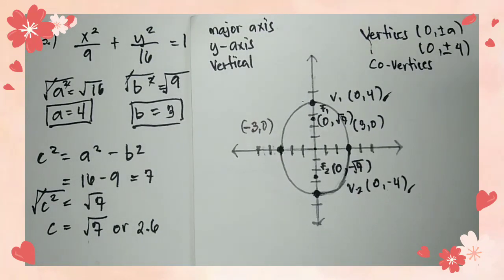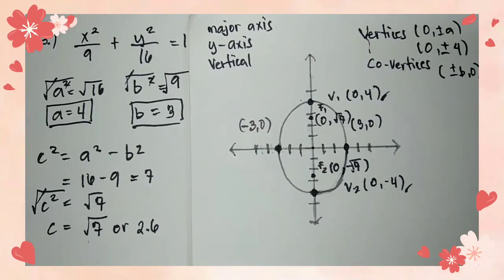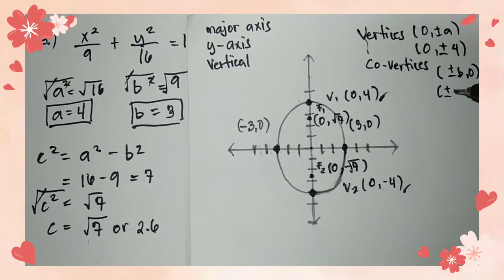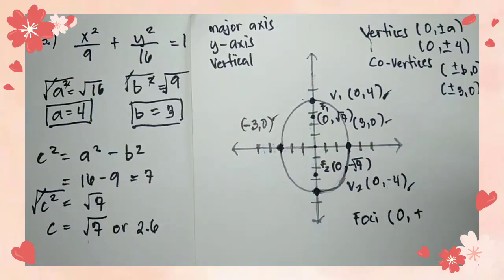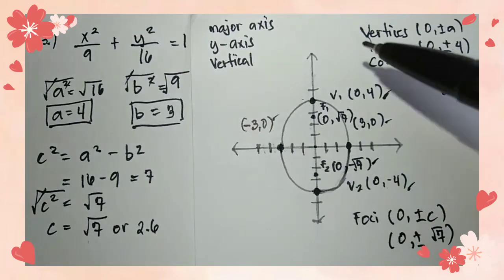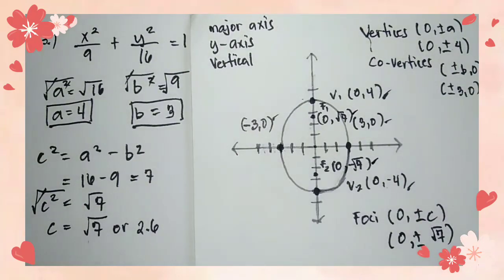And ang ating co-vertices is at positive and negative b and 0. So, we have positive and negative 3 and 0. Let us check. Positive 3 and 0, negative 3 and 0. Next is our foci. We have 0 and positive and negative c. And of course, ang ating c ay square root of 7. So, we have 0 and negative square root of 7 and 0 and positive square root of 7.